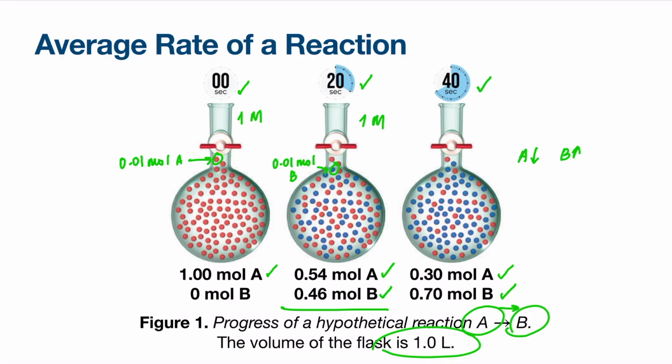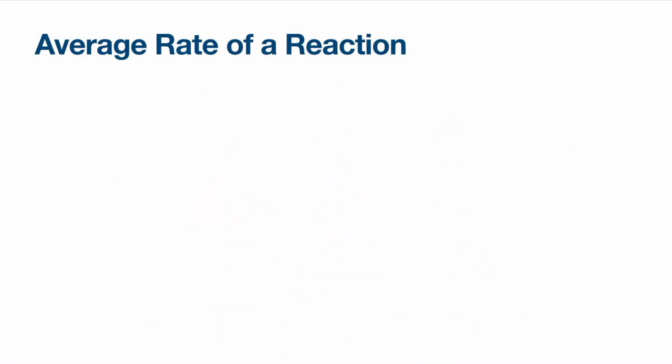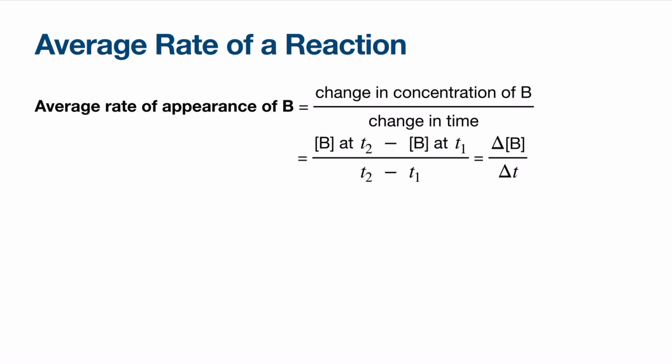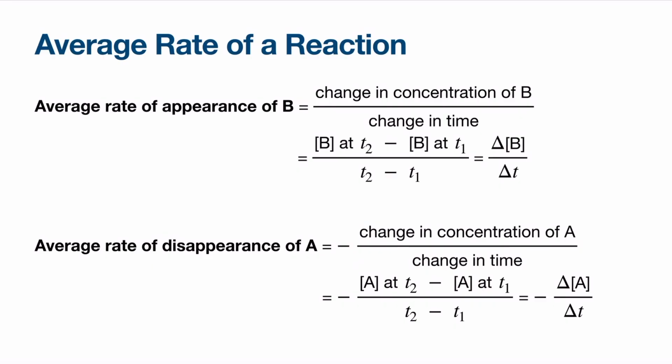We can measure the rate at which reactant A disappears, or we can measure the rate at which the product B appears. Both describe the same reaction, just from different perspectives. For the product B, the average rate over a time interval is given by the change in its concentration divided by the change in time. For the reactant A, we use a similar expression, but we include a minus sign.